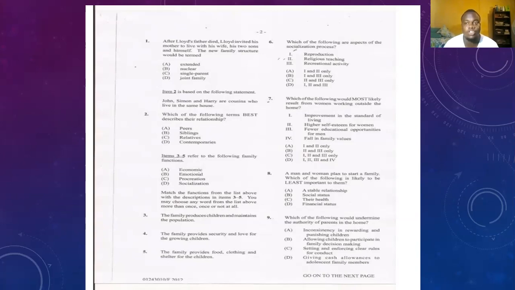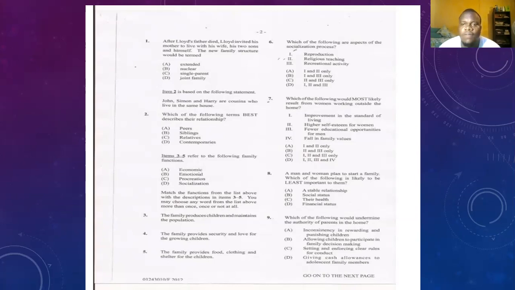Number 4, the family provides security and love for growing children. Security and love, that is emotional. Some persons might want to say socialization, but it's security and love. So that's not socialization. Socialization is teaching you how to function, but love is more emotional than a function under socialization. Number 5, the family provides food, clothing, and shelter for the children. That is A, economic. So again, number 3 is C, procreation. Number 4 is B, emotional. Number 5 is A, economic.